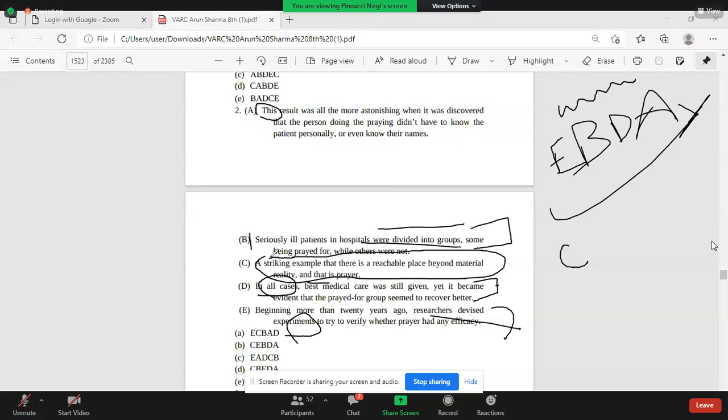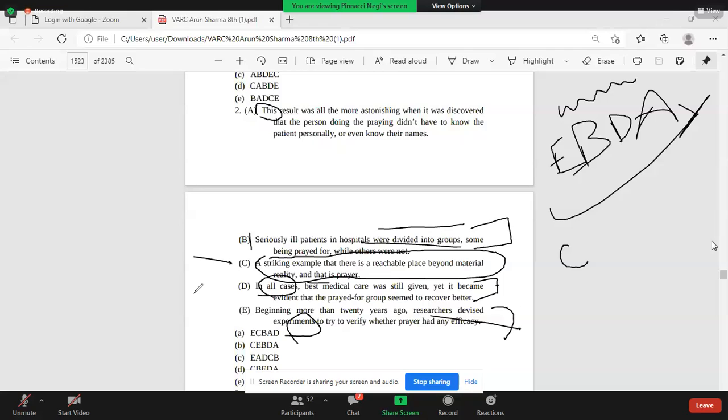But are we talking about a reachable place beyond material reality in the preceding sentences? No. What are we talking about in all the sentences? We're trying to check the efficacy of prayer through an experiment. So this has to be your opening sentence then. Because in none of the answer options are you introducing prayers. Answer option E, that you keep first, talks about whether prayers are effective or not. But whether prayers are effective or not would come next. First you tell about prayer. You introduce prayer into the paragraph. So that is done in answer option C.